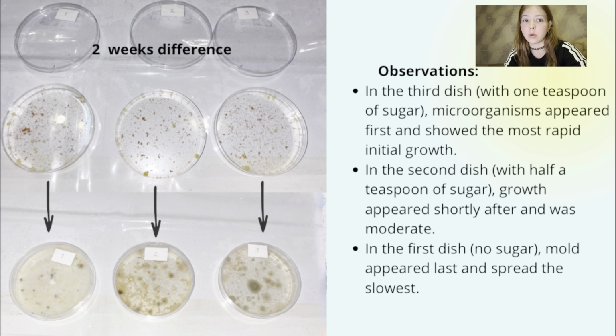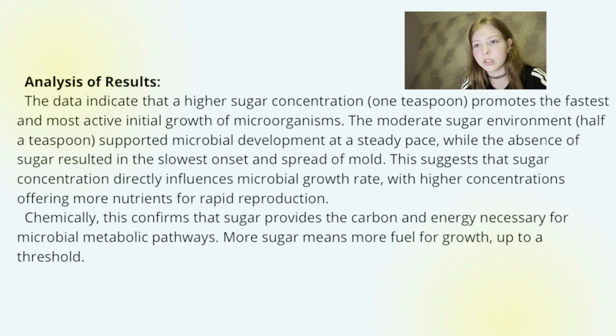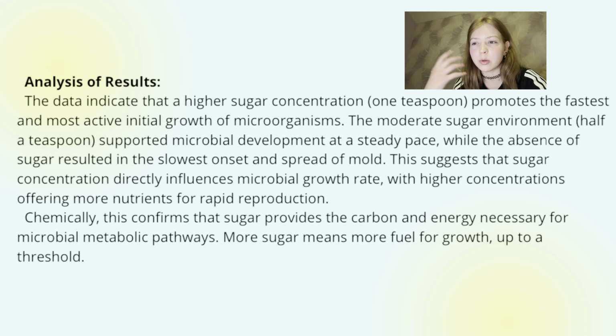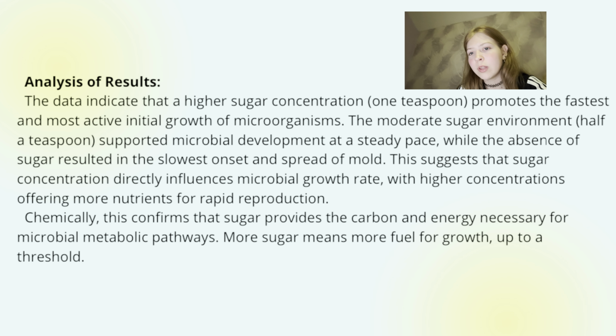Analysis of results. The data indicate that a high sugar concentration, which is 1 teaspoon, promotes the fastest and most active initial growth of microorganisms. The moderate sugar environment, half a teaspoon, supported microbial development at a steady pace, while the absence of sugar resulted in the slowest onset and spread of mold. This suggests that sugar concentration directly influences microbial growth rate, with high concentrations offering more nutrients for rapid reproduction. Chemically, this confirms that sugar provides the carbon and energy necessary for microbial metabolic pathways. More sugar means more fuel for growth up to a threshold.